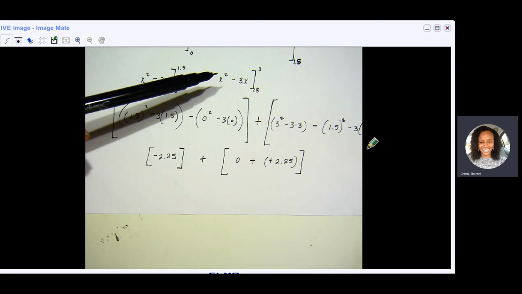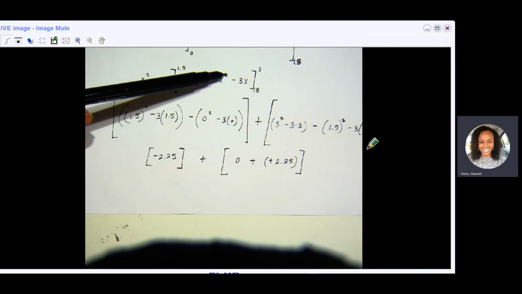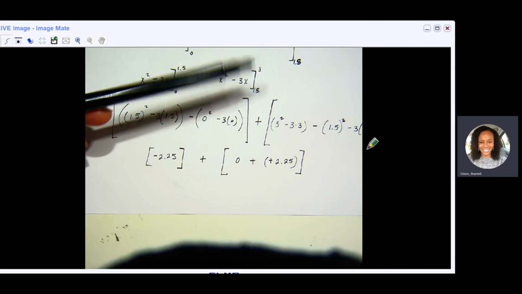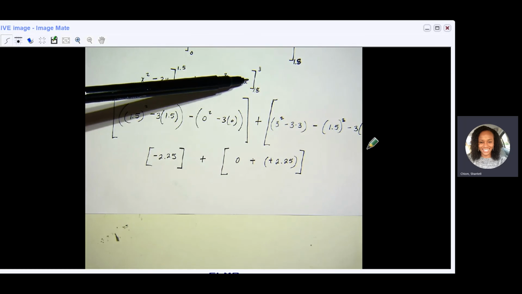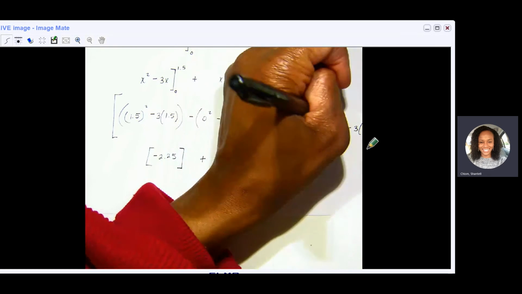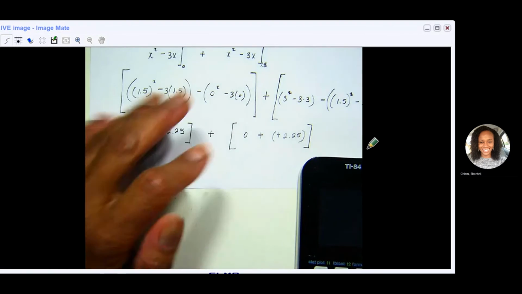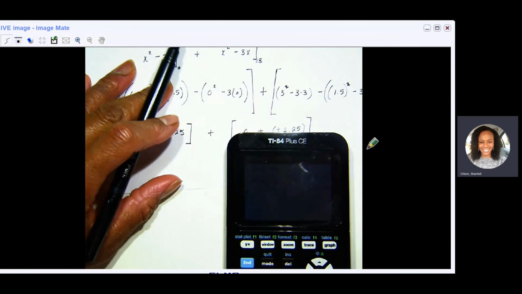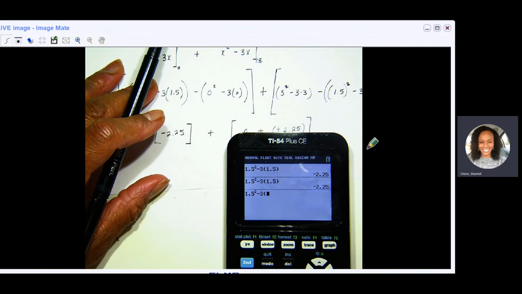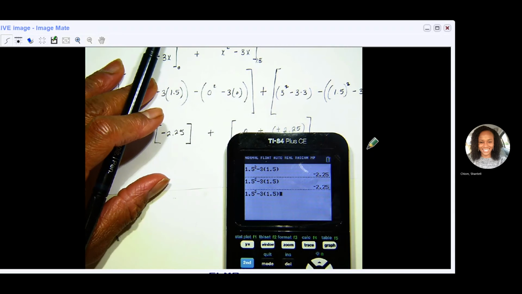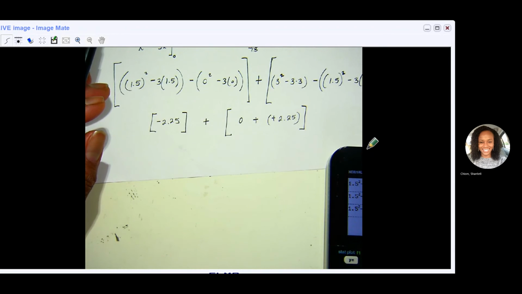Okay, I'm checking my math. Something's not working out right. Okay, so we got 3 squared minus 3 times 3. And then we got 1.5 squared minus 3 times 1.5. Okay, so this should be right there. Let me try this one more time. 1.5 squared minus 3 times 1.5. Gives me negative 2.25, yep.